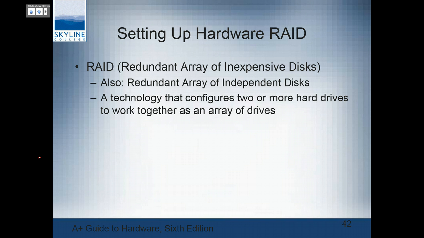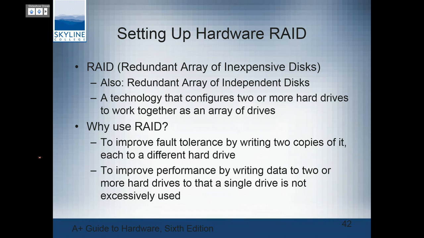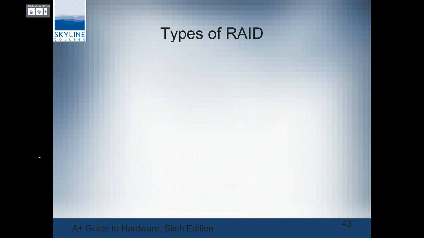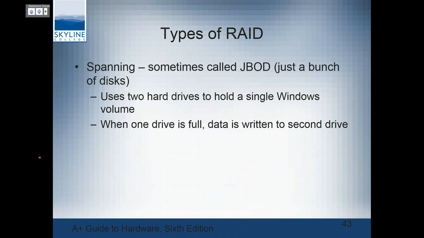Two or more hard drives work together as a single array. Improve fault tolerance, improve performance by writing data to two or more hard disks at the same time. And the answer to that is maybe, depending on which kind of RAID it really is when we look at those things. The types of RAID: spanning, just a bunch of disks. What spanning does is take just a bunch of disks and put them together. This is called a RAID, but it really has no redundancy.